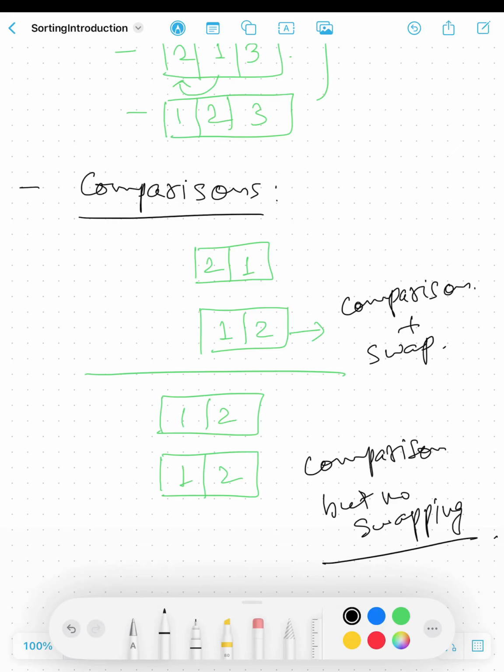So this is all about a very basic introduction to sorting. I am going to see you in our next lecture on sorting, which is going to be insertion sort.